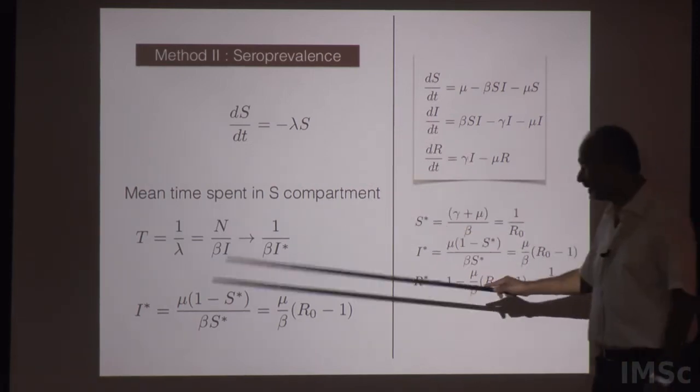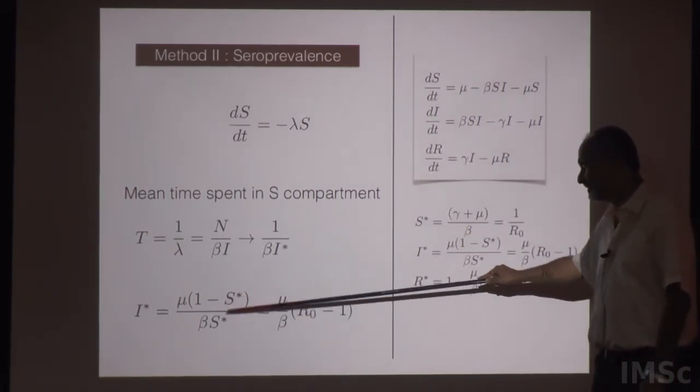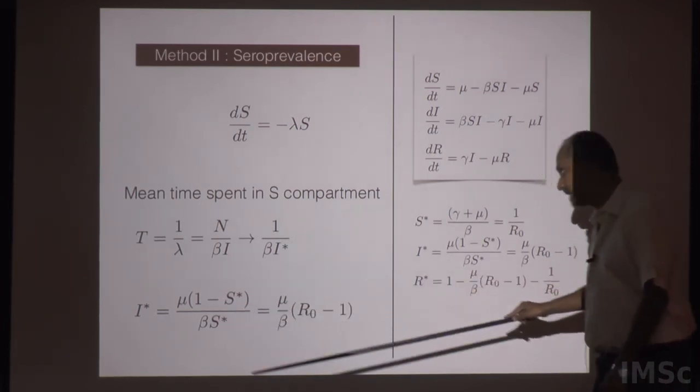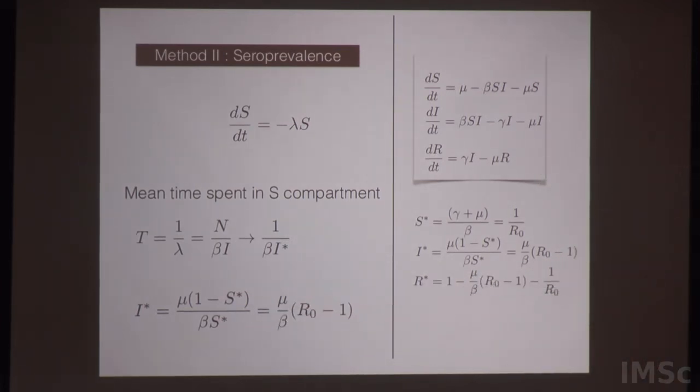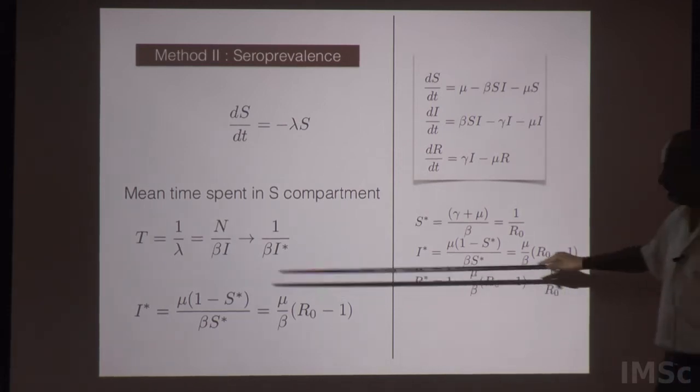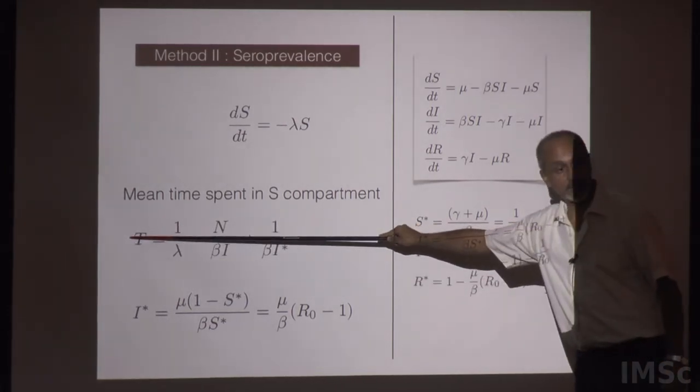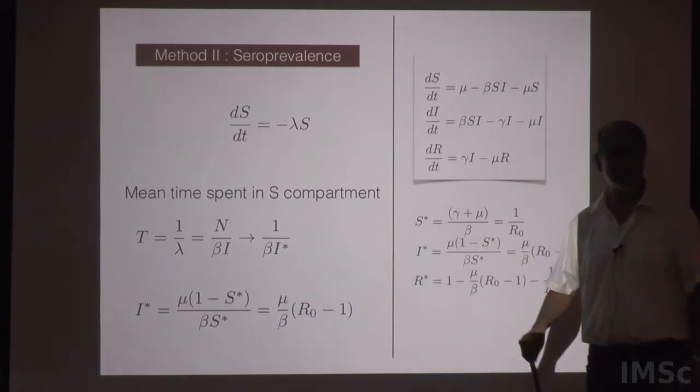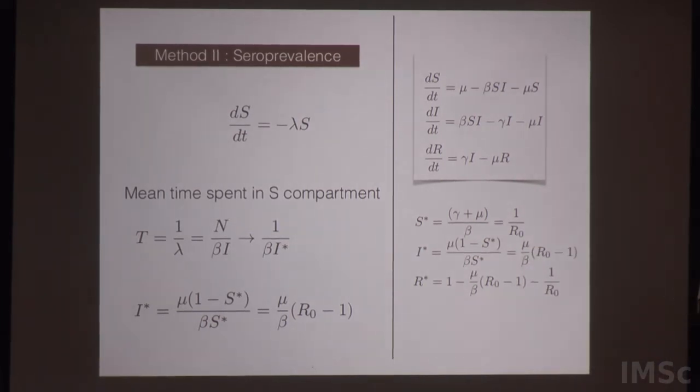So, I star is this particular quantity in terms of the S star, the fixed point value of S star, which I can write in terms of R naught, and here are the values of S star, I star and R star for the SIR model with demography, and this is how I relate the time spent in that compartment to the fixed point value of the number of infected people, which itself is a function of R naught. Is that clear what I did just now?